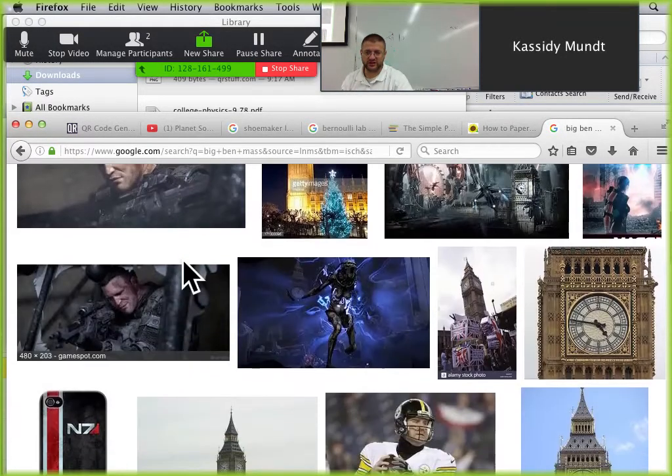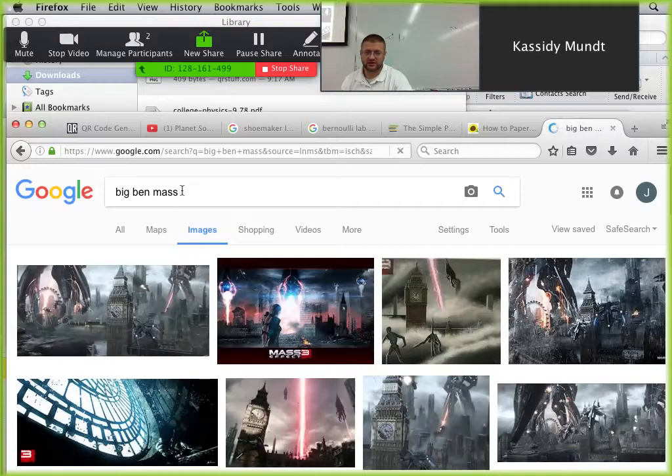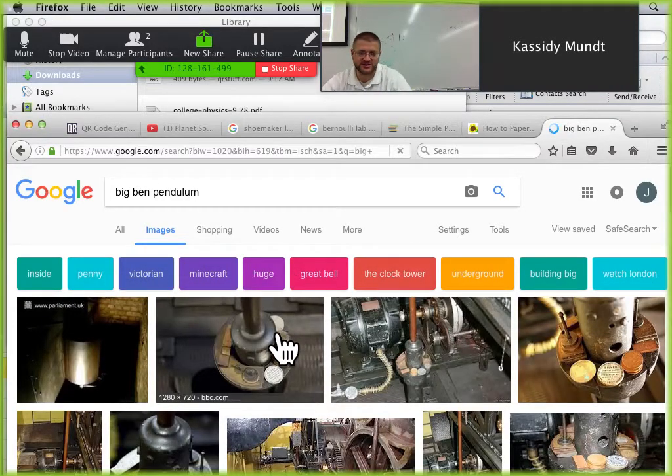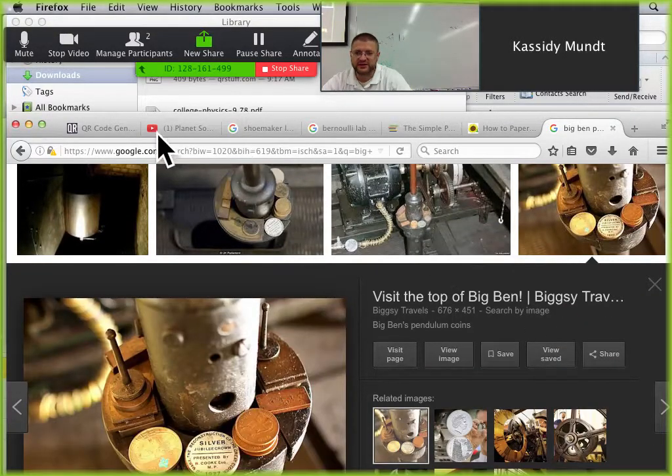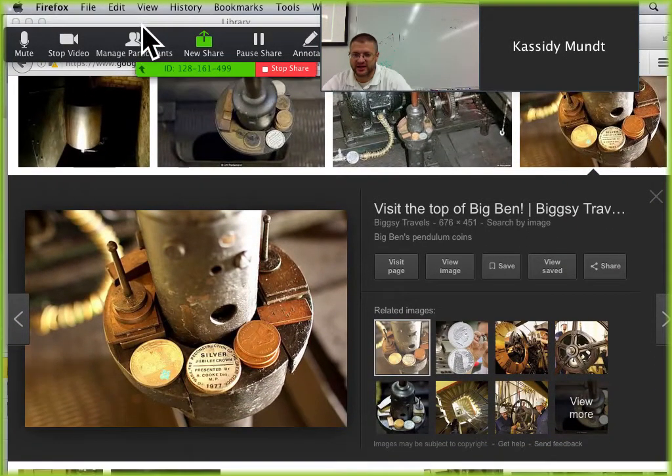That's some movie. Actually, I think Mass Effect is a video game, isn't it? I don't know. Here it is. This is what it looks like on the mass in Big Ben. This is a better picture. So it's got its mass on it. You can see one here, but then they've stacked all these little coins and bobs and bits and doodads on it. Why?